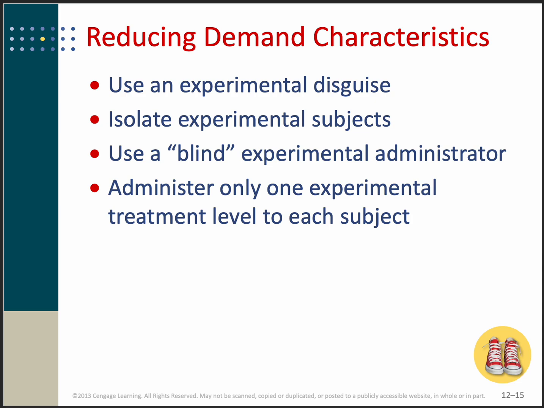Demand characteristics. Sometimes you talk about studies that are blind or double blind. Blind just means the experimental administrator doesn't know who or what it's being used for, and double blind means the subjects of the experiment aren't aware either. So it tends to increase the validity. So that's a double blind study.